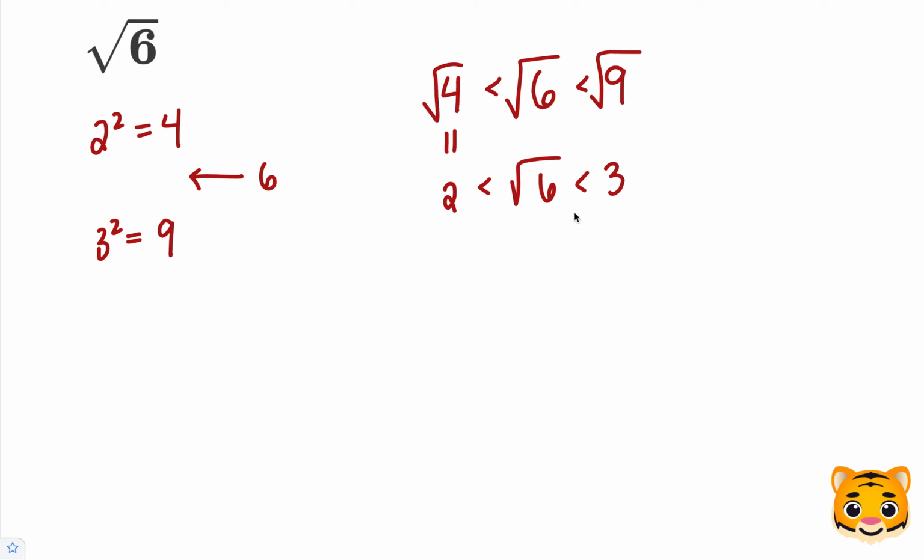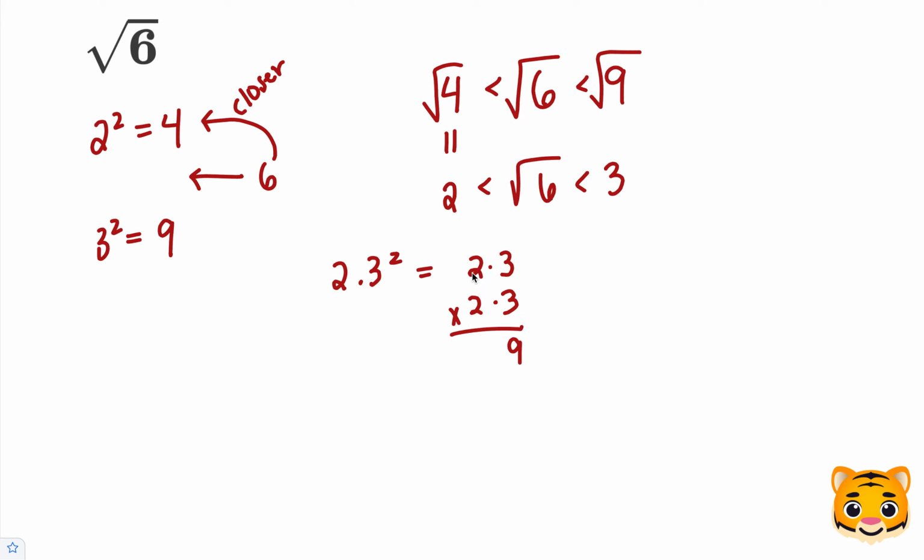So now that we can see the square root of 6 lies between 2 and 3, we can find a tenths place approximation. Because 6 is closer to 4 than it is to 9, we'll see that it'll lie closer to 2. So we can try out numbers like 2.3 squared and see how close we can get to 6. So let's multiply out 2.3 times 2.3.